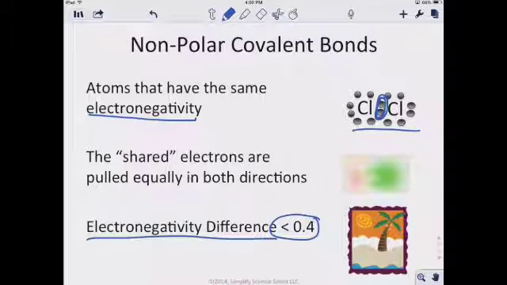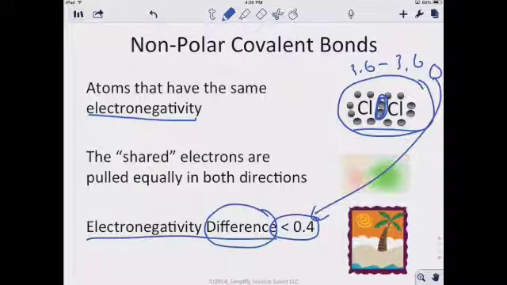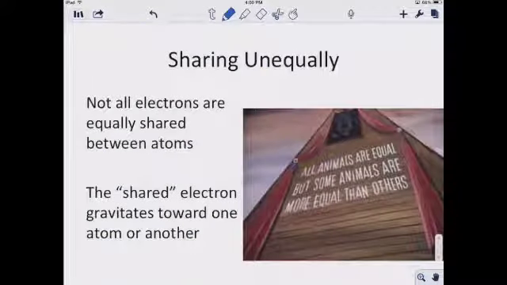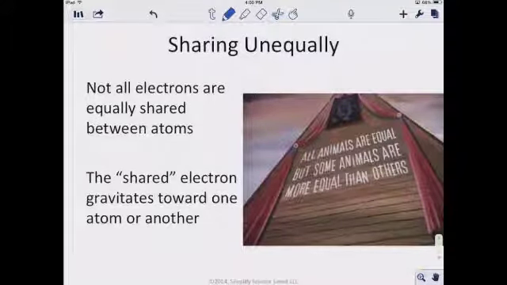The one thing we need to understand is if it's bonded to itself, the difference in electronegativity, and difference means subtract. So even if this was 3.6 and this was 3.6, 3.6 minus 3.6 is 0. So therefore, it's going to be non-polar. The main thing we want to know: if it's bonded to itself, it's non-polar. Generally, everything else is going to be unequal sharing. So, sharing unequally, not all the electrons are equally shared between the atoms. The shared electrons gravitate towards one atom or another.